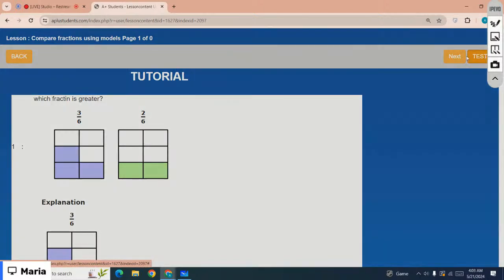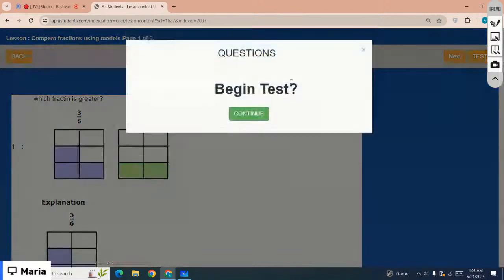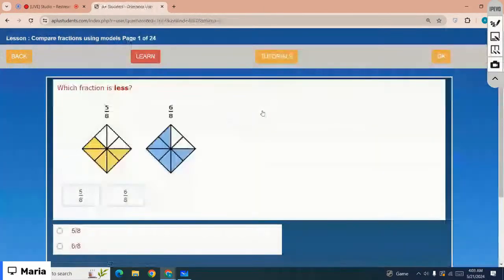Okay, let's just start with the test questions. It's okay if you have already finished. If you have already finished, you can just answer the questions. Which fraction is less? 5/8, 6/8. Which is the correct option?